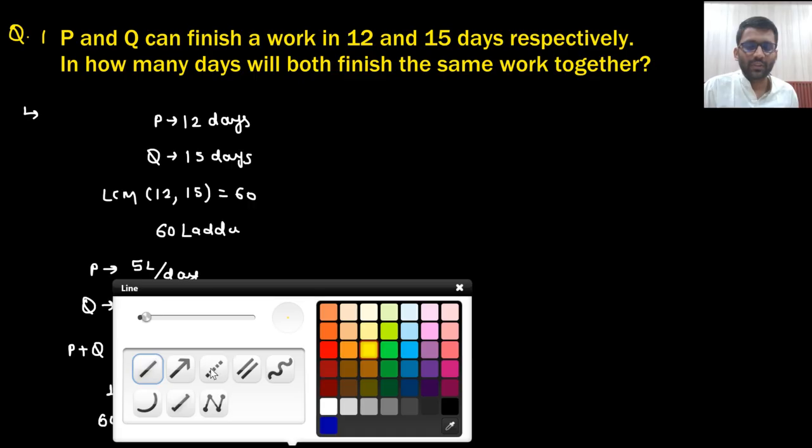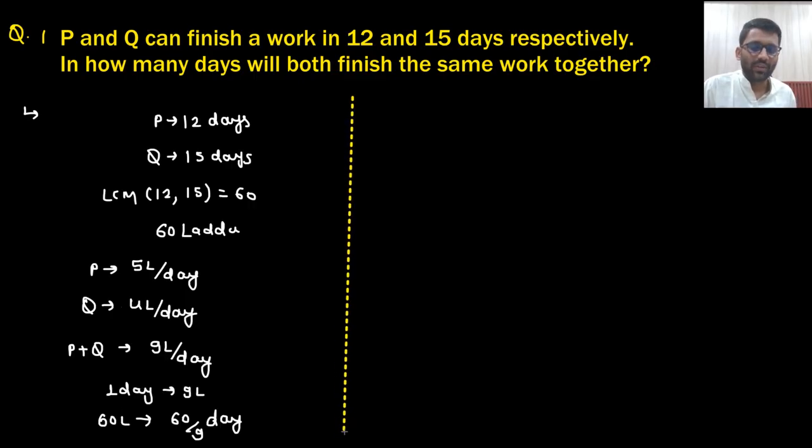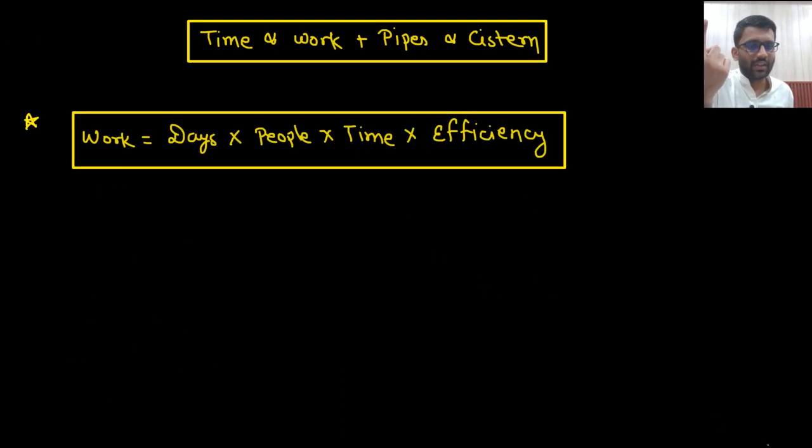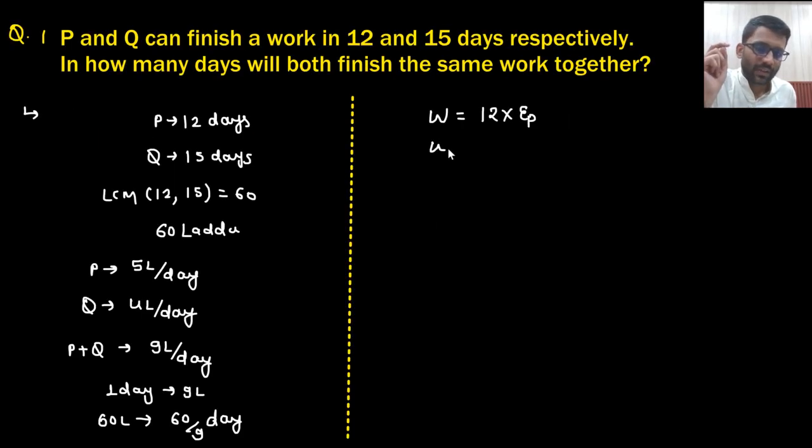What is the conventional approach? The conventional approach is what you would have solved in theory. They are saying P can finish a task in 12 days. So work requires 12 days of efficiency of P, days into efficiency, and the number of people is one only. Now work also requires 15 days of efficiency of Q. These are two equations of work. You are doing the same work, but how many days you will take, you don't know.